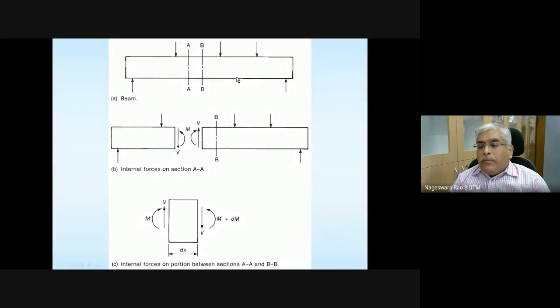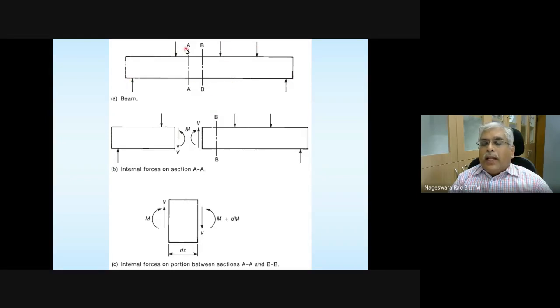So this is a beam. The first figure is showing a beam subjected to some loads, and these are the two supports. This is one support, this is another support, shown with a point load or reaction acting at the centroid of the support, passing through the center of the support. So these are the two supports and these are the loads.